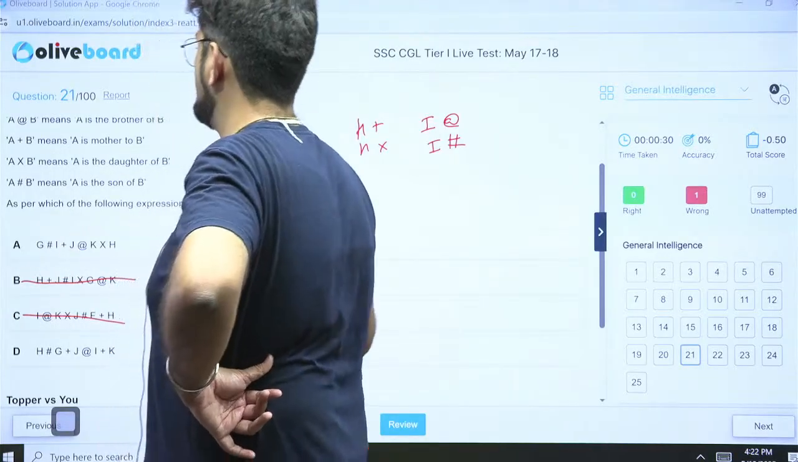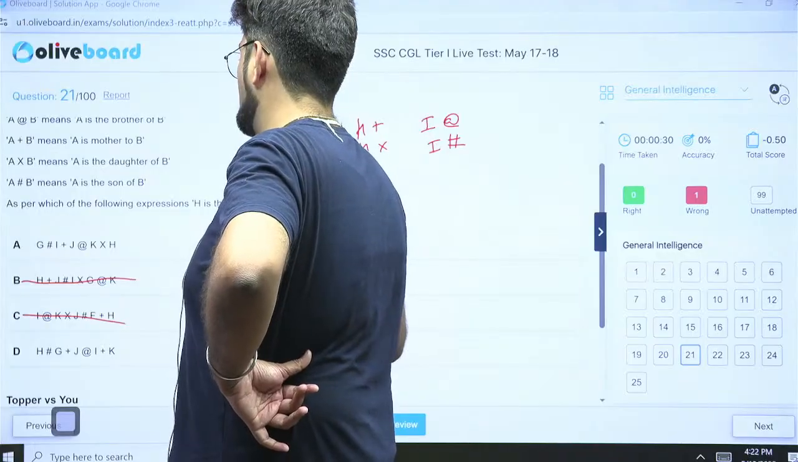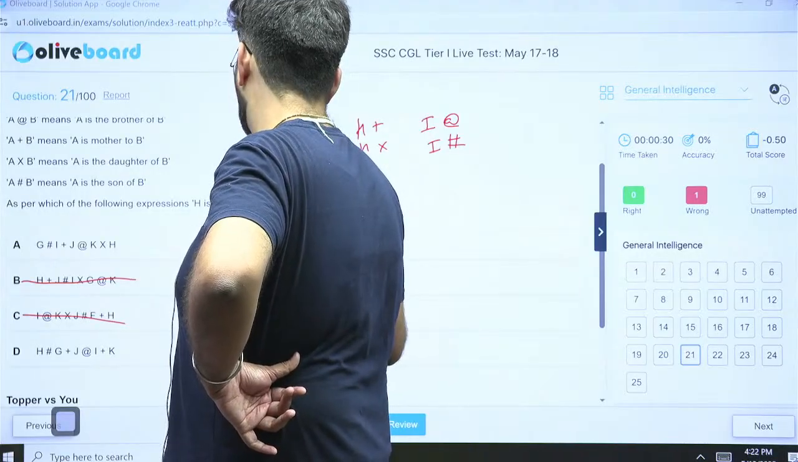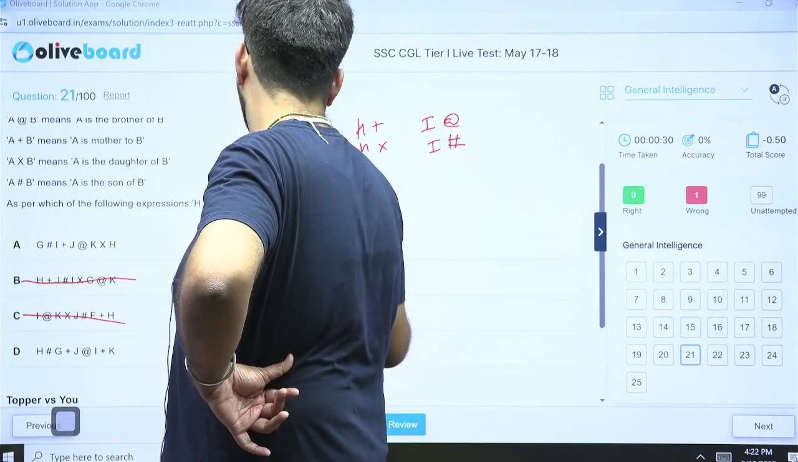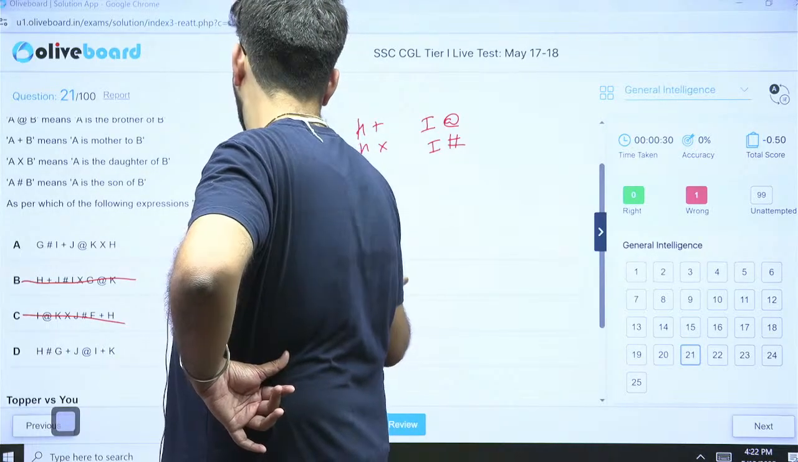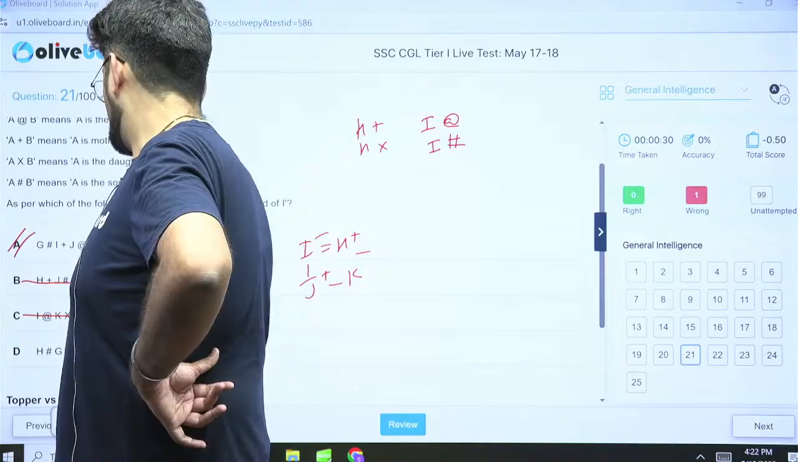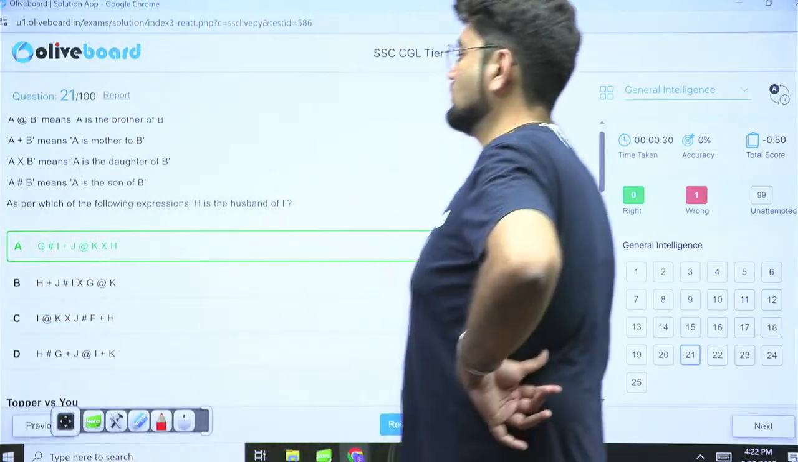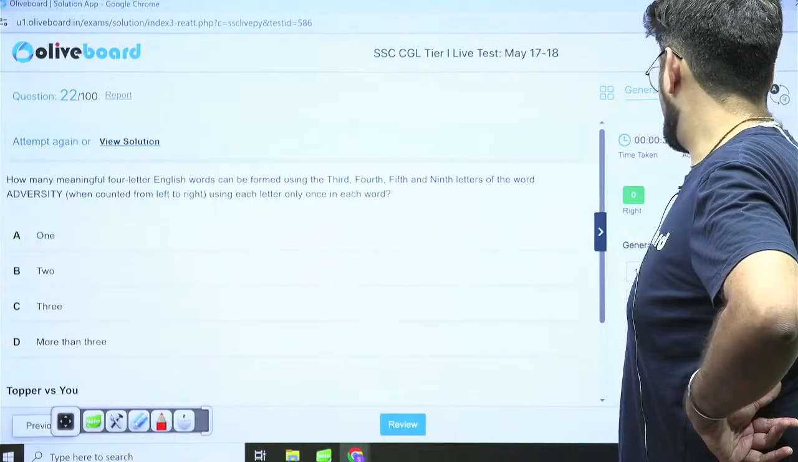I plus J means I is the mother of J. J at the rate K means J is the brother of K. And K into H means K is the daughter of H. Yes, this is it. Option A is the right answer. That is how you can quickly isolate and get your answer. Okay. Next, 22.